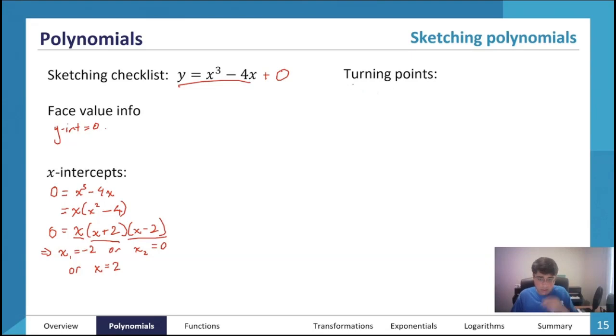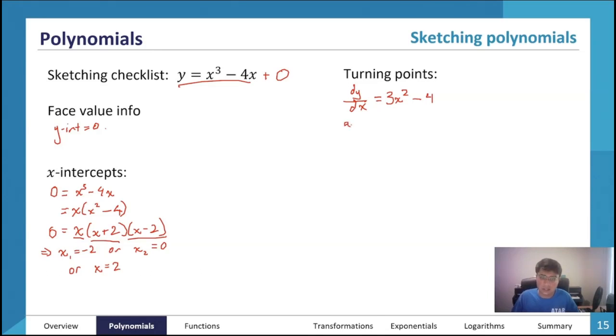With the turning points, remember, we're just looking for where the derivative is equal to 0. So we know that the derivative is going to be, we have x cubed, so the derivative of that is 3x squared. You bring the power down and then subtract 1 from the power. And then the derivative of negative 4x is minus 4.